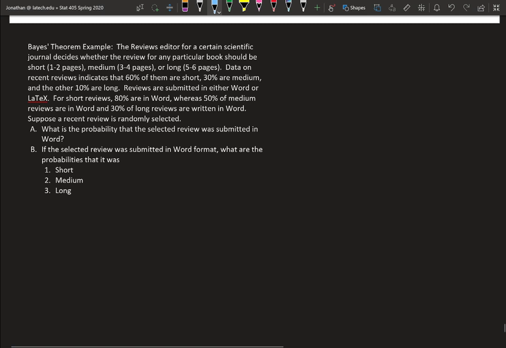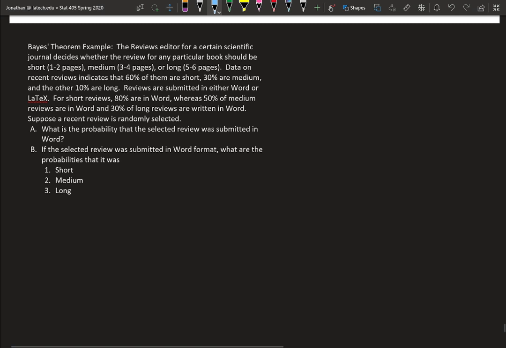Now, it says reviews are submitted either in Word, so just like a Word document, or LaTeX. And LaTeX is a typesetting software that we use in science to quickly generate complicated symbols like integrals and even unions and intersections and all that kind of stuff. So you can use Word or LaTeX. There's a plugin for LaTeX in Word, but most people use the equation editor in Word, so it's a little tedious. So it would be surprising if somebody used Word for a longer document.